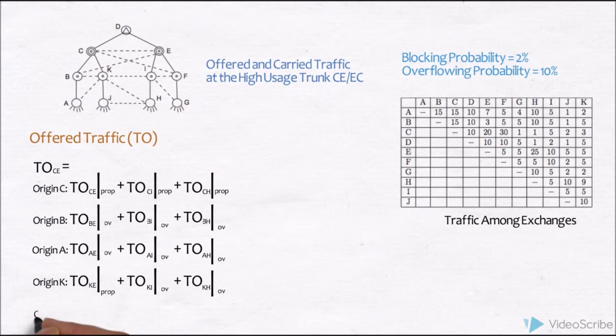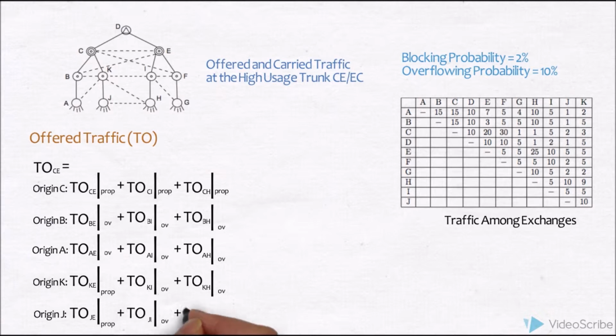Finally, we are going to calculate the traffic of the paths with their origin in J, and which goes through the high usage trunk CE. We have the traffic among J and E, the traffic with overflow among J and I, and the traffic with overflow among J and H.